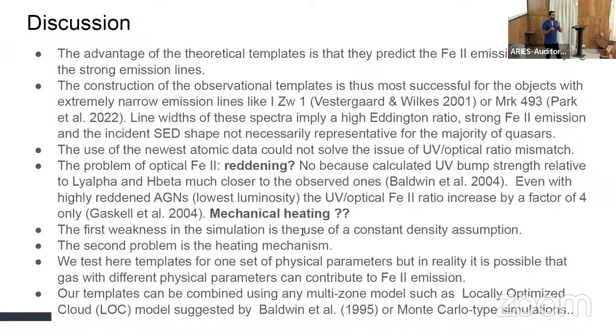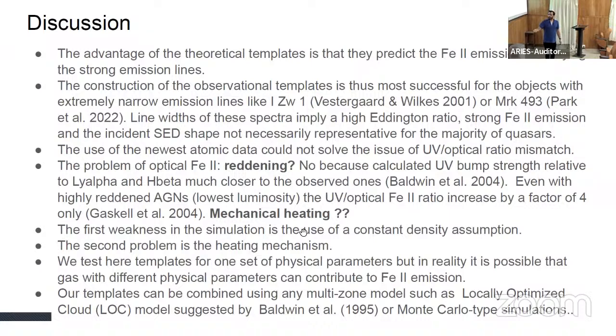But the problem is that the temperature at the illuminated side is much higher compared to the back side. So there is a gradient of temperature, and the density will not be the same. So in the next work, we tried with constant pressure.